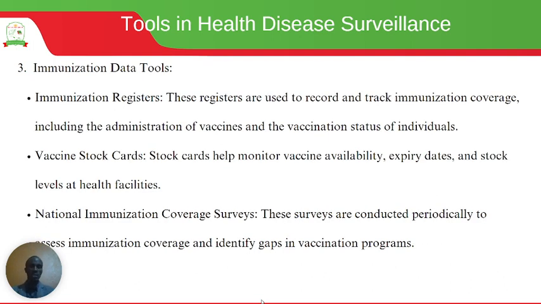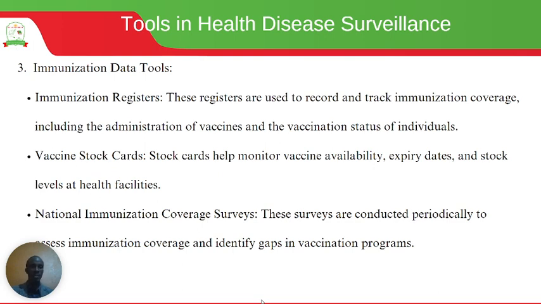Then another tool that is used in health disease surveillance is the immunization data tools, and these include immunization registers, which are used to record and track immunization coverage, and they include administration of vaccines and the vaccination status of individuals. So every individual that is immunized, their records are stored, or they are put into the system of these immunization registers.